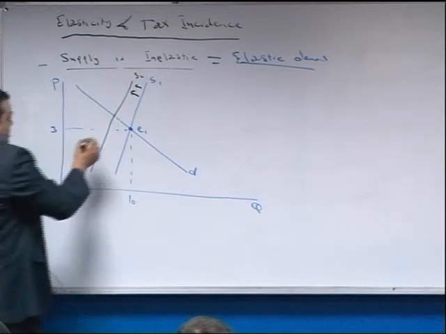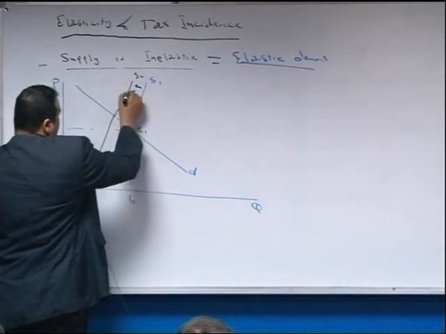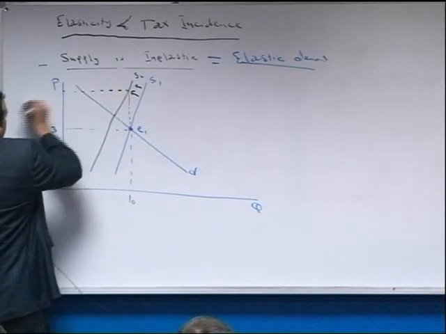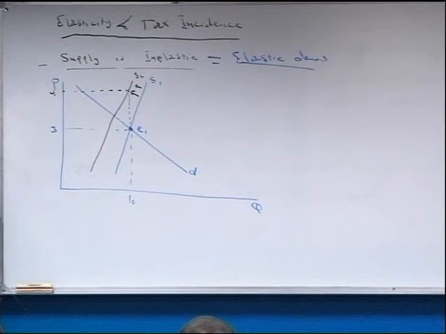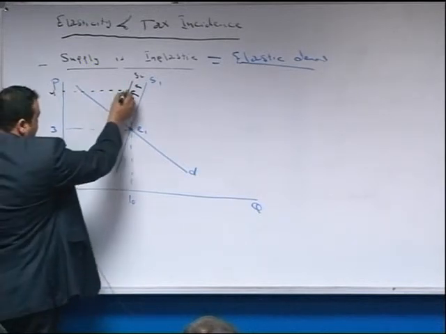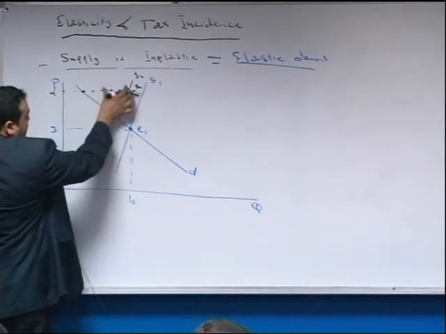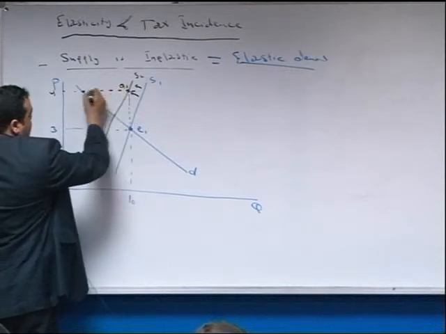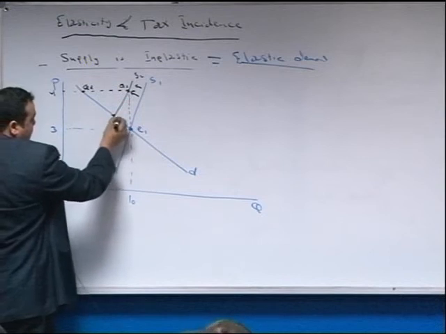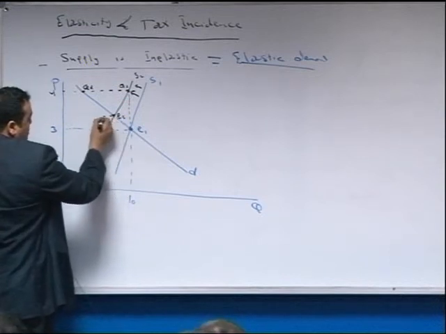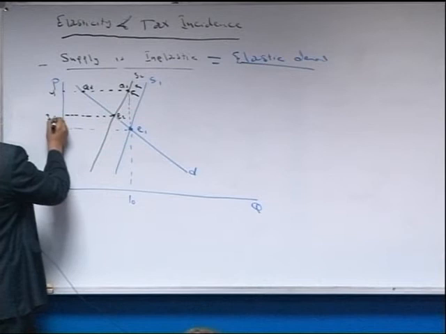The producer will try to sell the product by 4. Unfortunately, he cannot, because at this point there is an excess supply of goods, QS over QD. So we have a new equilibrium price, E2, which is 3.25.